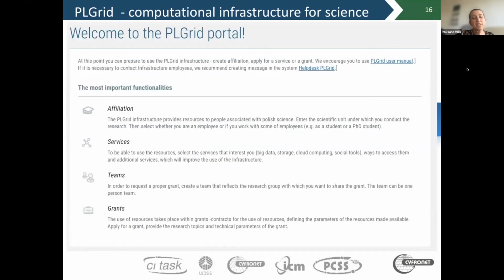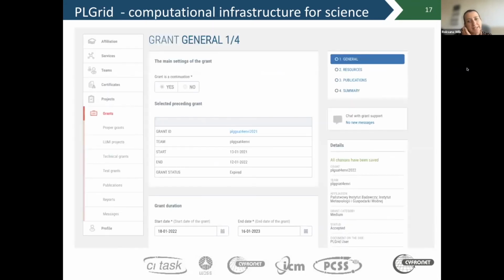This is more or less what is available for the researcher from his or her home. So, as we know, the remote access to the computing resources, but before the access, what needs to be done is the management of affiliation, the teams to have access to the resources, services to be asked for, and grants to be set up for the sake of the use of resources.